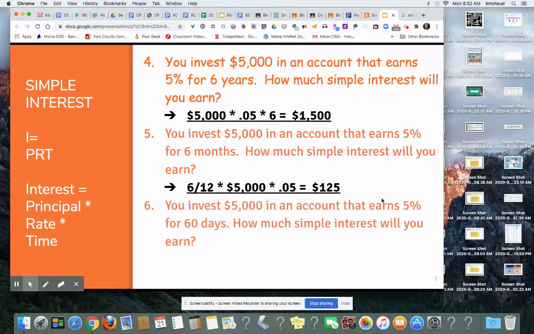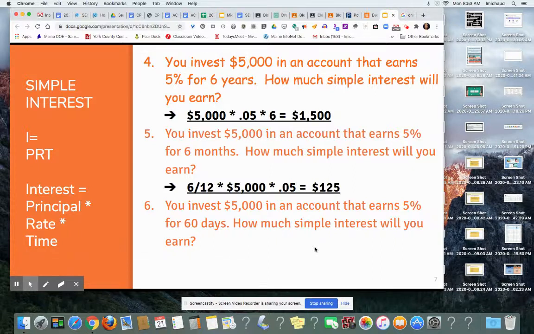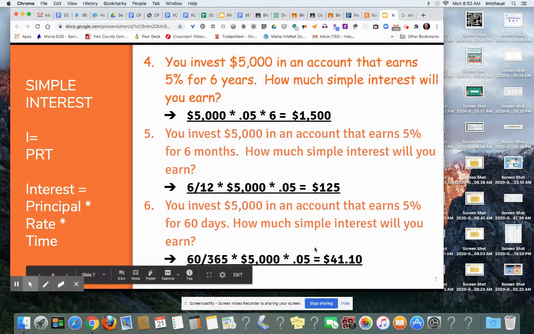Let's try number 6. You invest $5,000 in an account that earns 5% for 60 days. How many days are there in a year? 365. That's a fraction of a year, so do the time first. 60 divided by 365 equals, leave the number in the calculator, times 5,000 times 0.05 is $41.10.